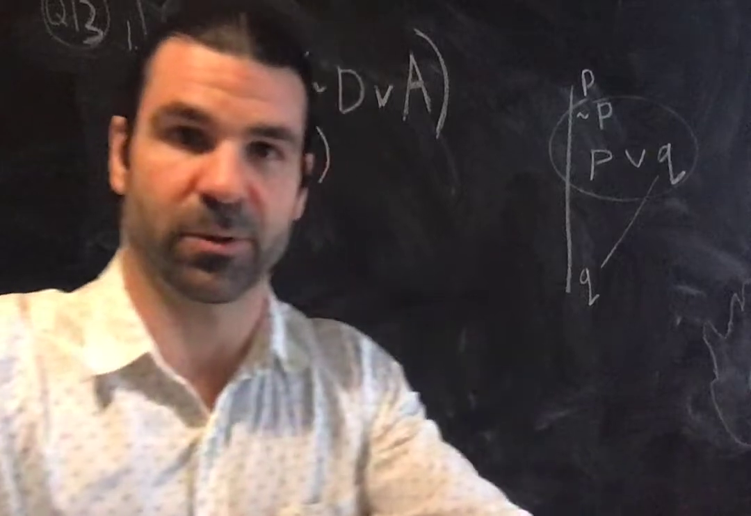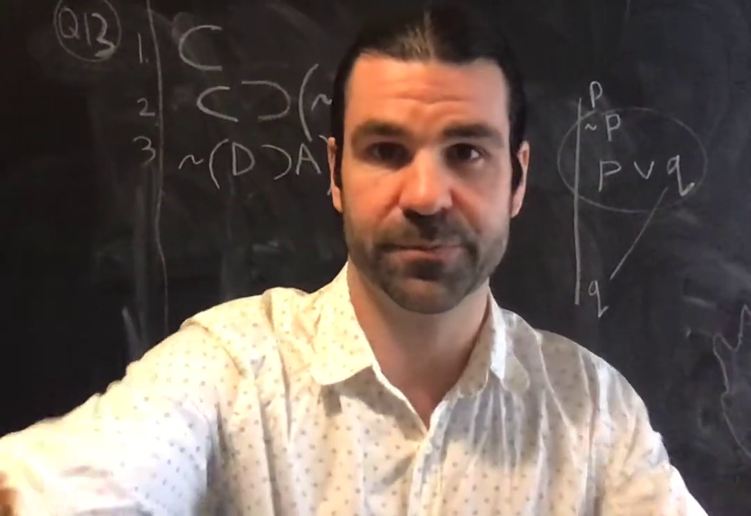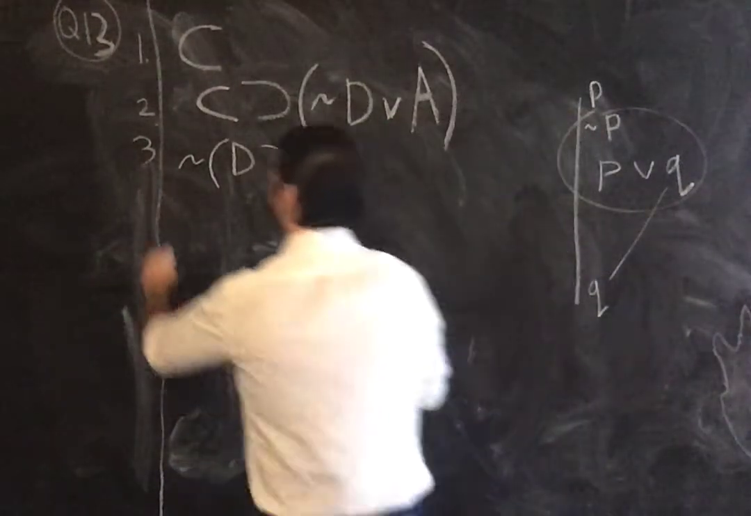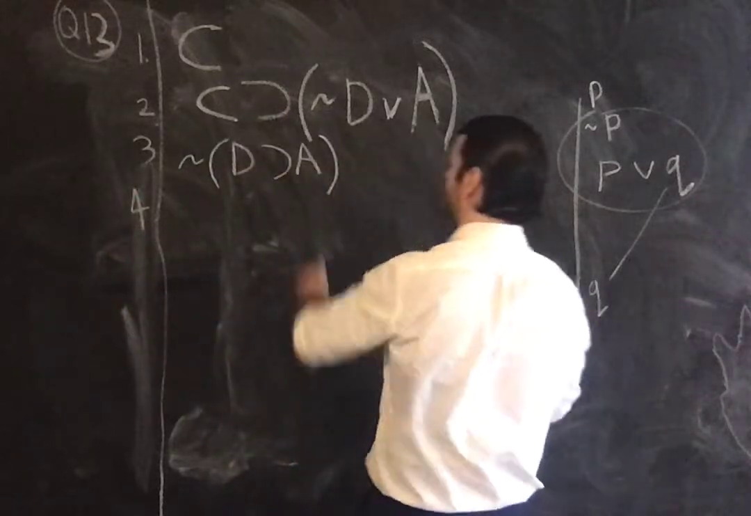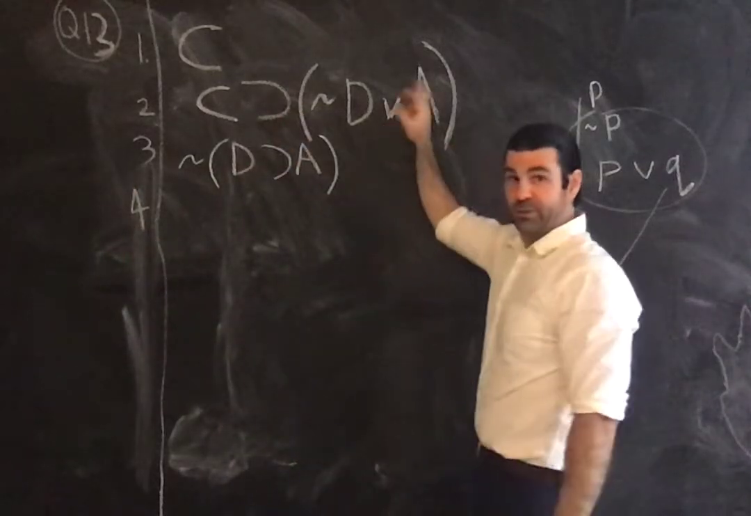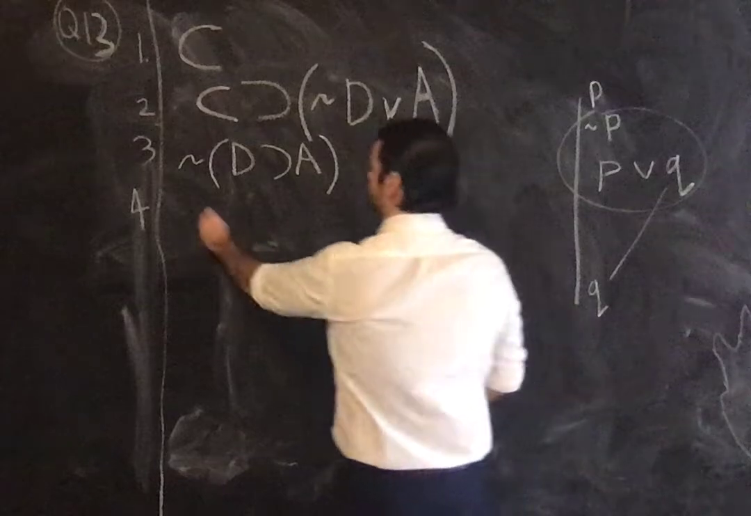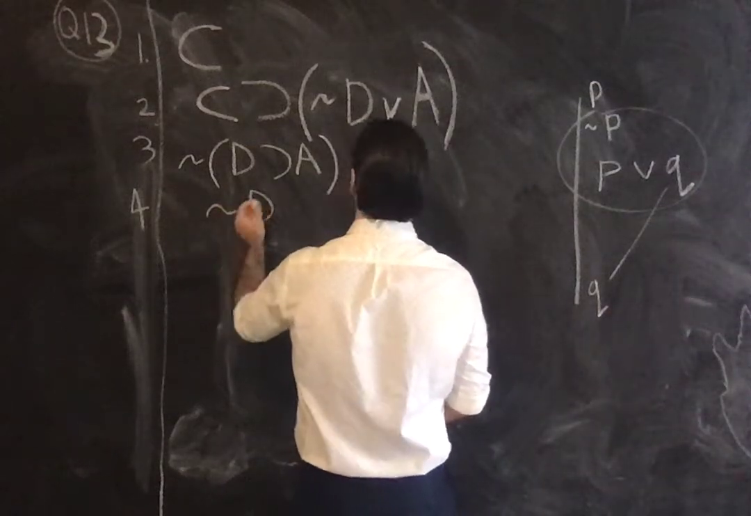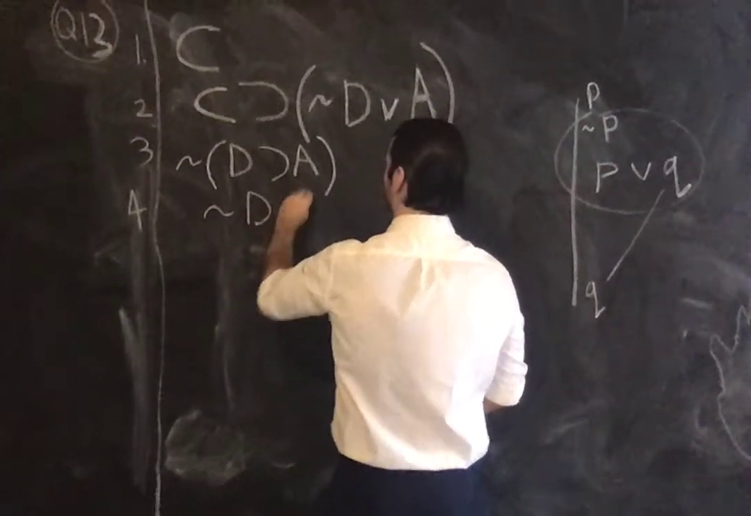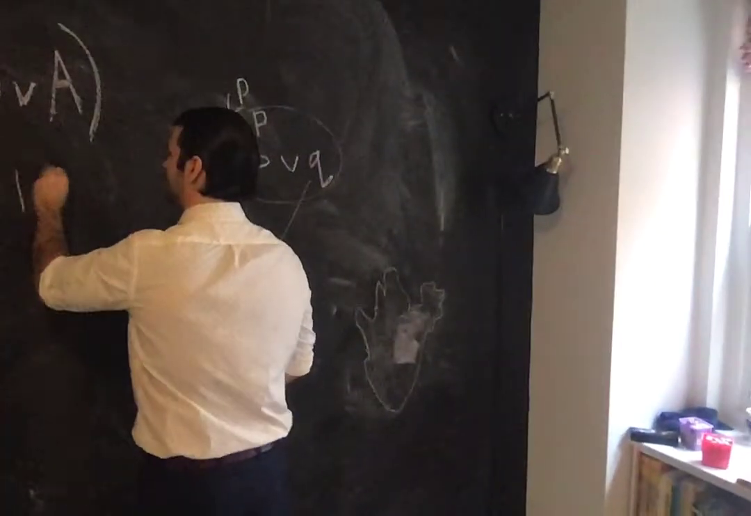Okay, so if we go back to our particular question 13, we've got an obvious modus ponens to happen. Step 4, we've got a conditional and the antecedent of it, so that gives us not D or A, 1, 2 modus ponens.